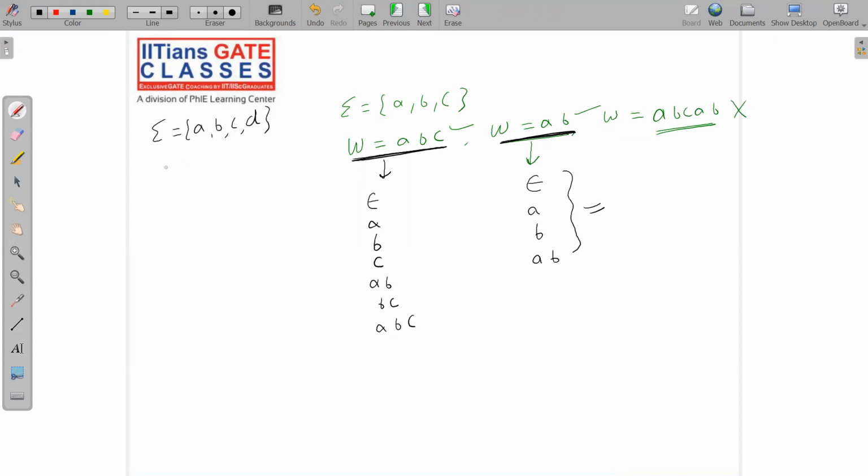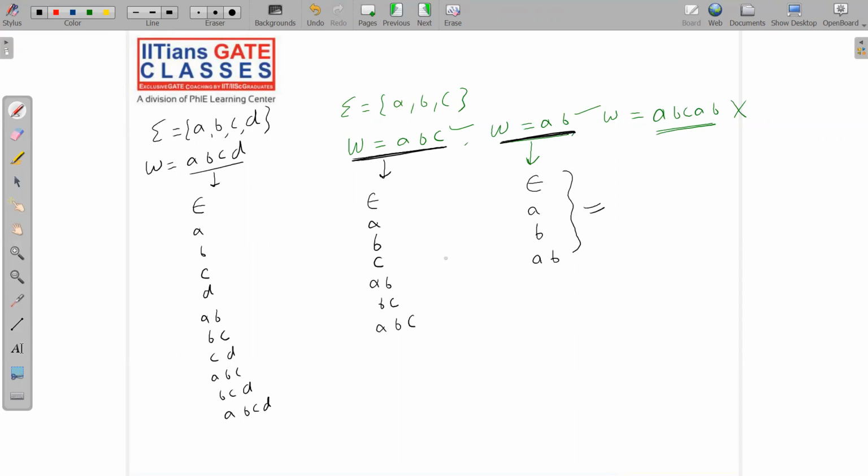Okay, and take W as A, B, C, D itself. Now let's write all the substrings. Null, then A, B, C, D, then A, B, then B, C, then C, D, then A, B, C, then B, C, D, then A, B, C, D. Okay, so every string is a substring of itself.